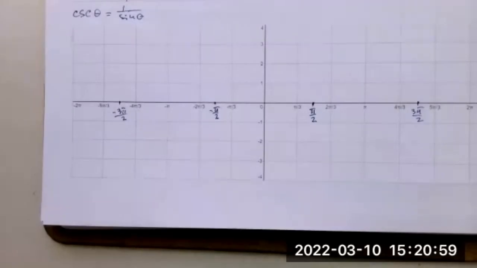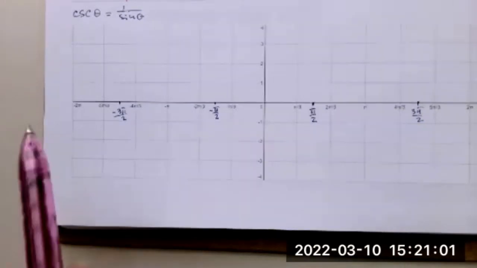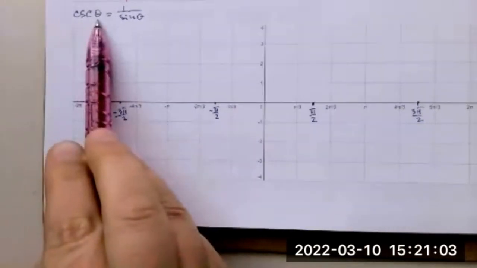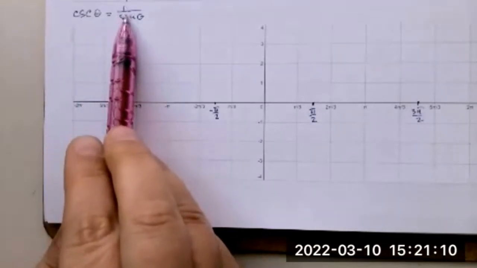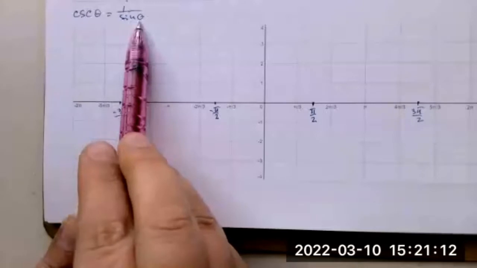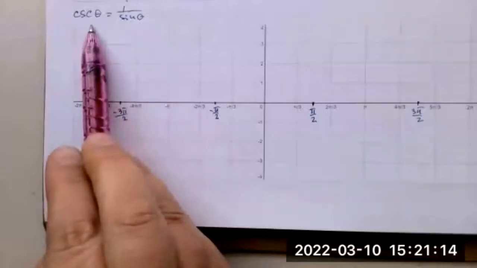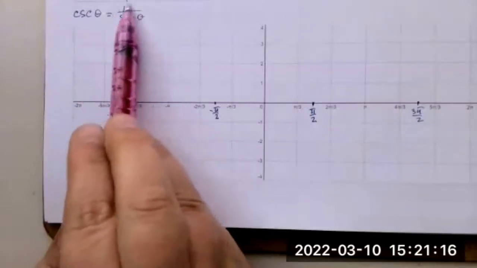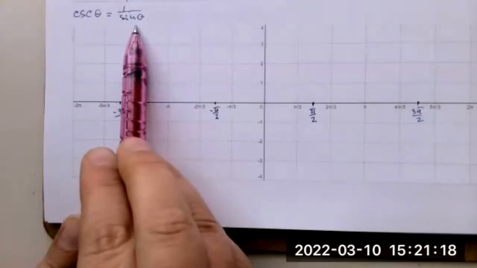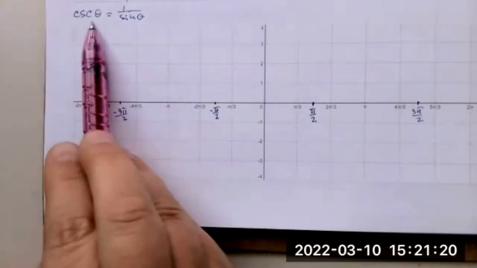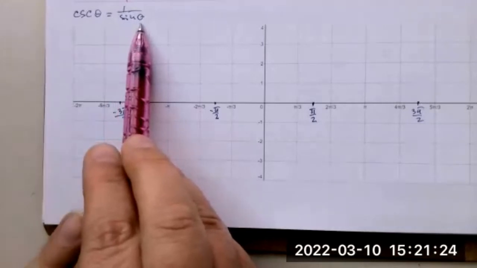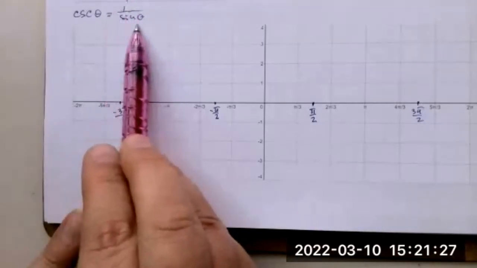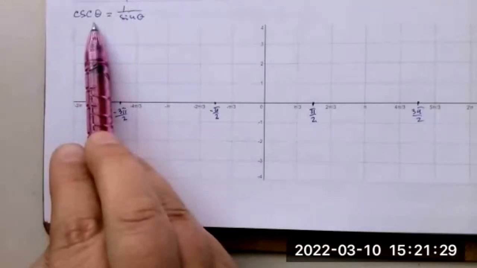Let's talk about how to graph the basic cosecant theta function. In order to do that, we're going to recall that cosecant theta is actually 1 divided by sine theta. That's the definition of a cosecant. So it's closely related to the graph of sine theta. In order to graph the cosecant function, we're going to graph the sine function first, and use it as a guide to graph out the cosecant function.